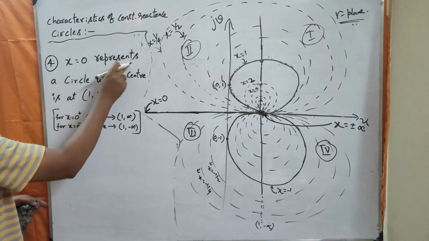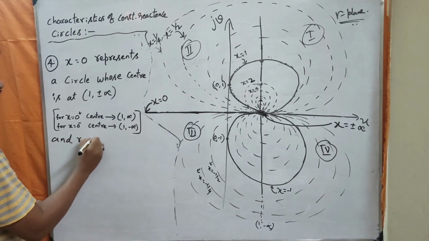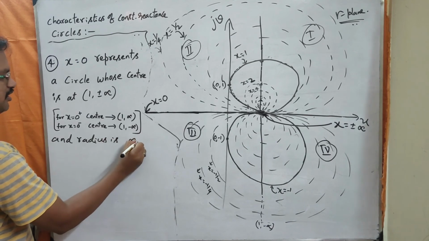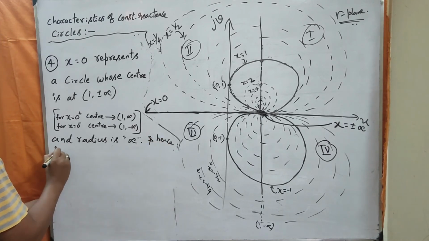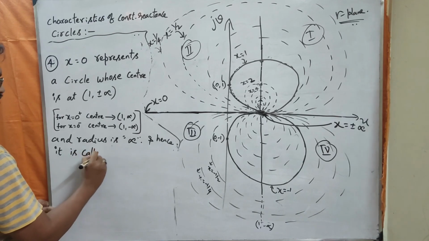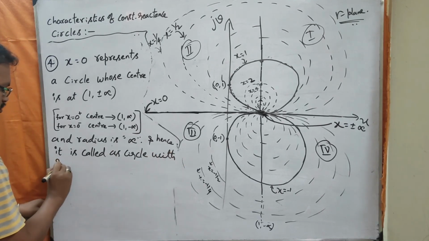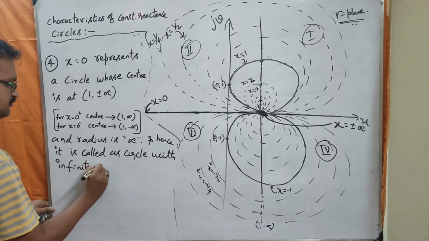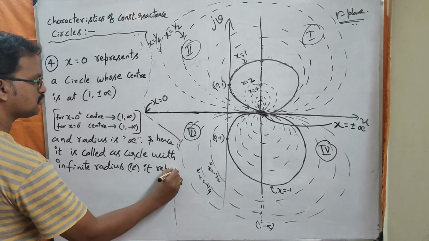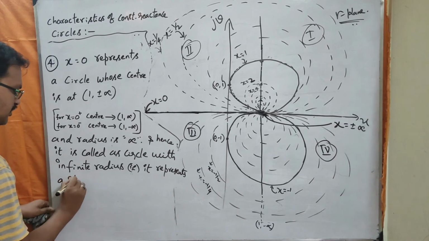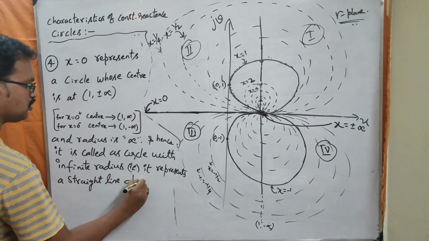Okay, so x is equal to 0 represents a circle whose center is at 1 comma plus or minus infinity, and radius is what here? And radius is infinity, and hence it is called a circle with infinite radius. That is, it represents a straight line. It represents a straight line along u axis.